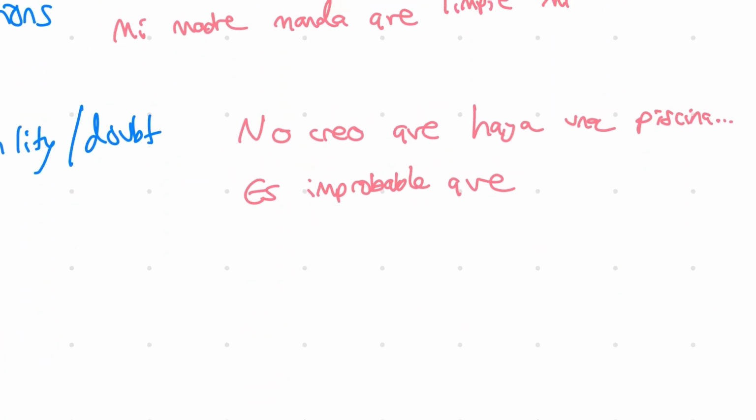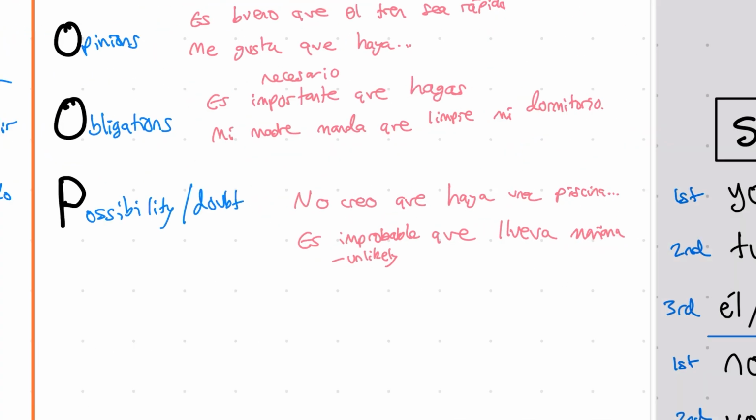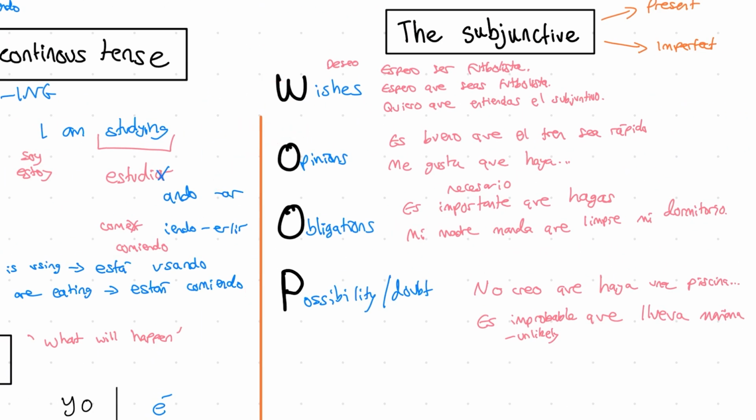Es improbable, it is unlikely, which is what that means. It is unlikely that. Es improbable que llueva mañana. So it is unlikely that it rains tomorrow, from llover, to rain. So that's the acronym WHOOP. It's shorter than WEIRDO, which is what other teachers use.